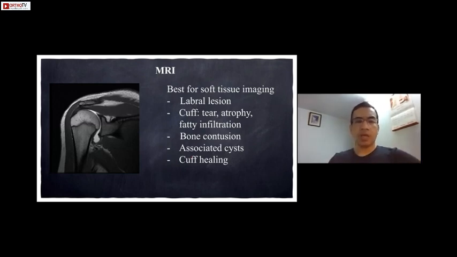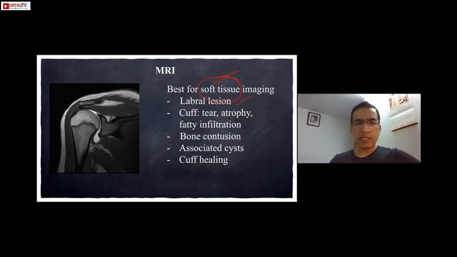Now, MRI, like for any other part of the musculoskeletal system, is fantastic for soft tissue imaging. You want to see the soft tissues, see the word soft tissues, not the bones. MRI is the best investigation. So the labral region, because the labrum is inside where penetration of ultrasound is not possible, is fantastic on MRI. The cuff tear, whether there's a tear in the cuff, whether there's atrophy, fatty infiltration. I'll not go into much detail, but all that can be very well seen. If there's a bone contusion, bone cyst, how the cuff is healing, all that can be picked up with the MRI.